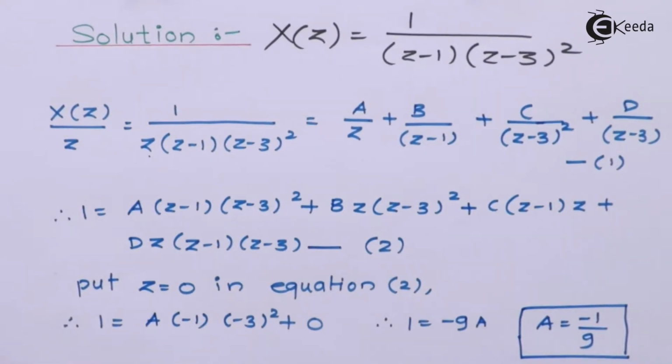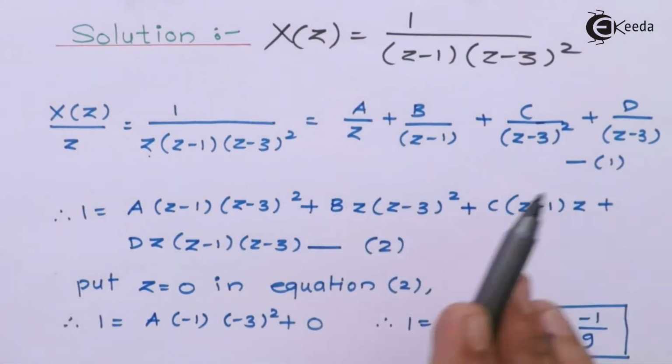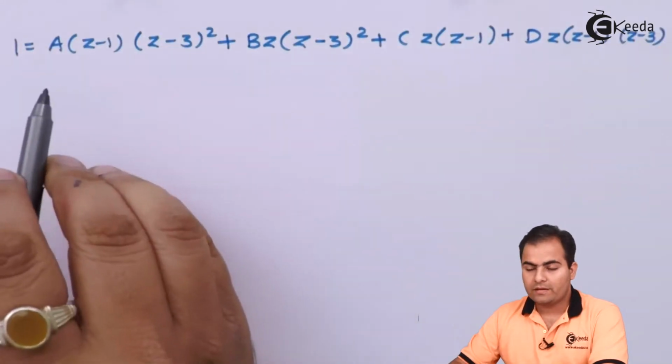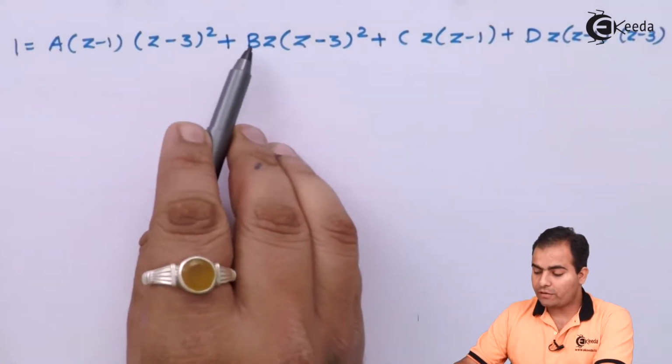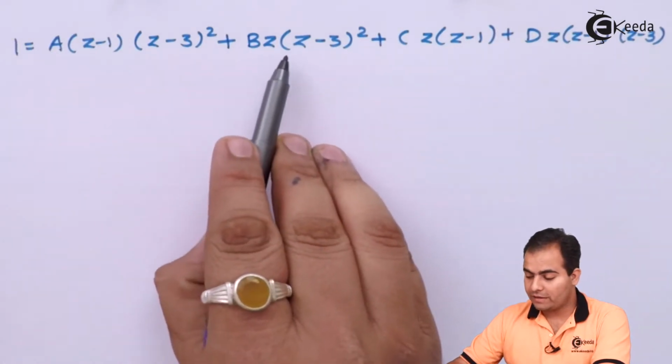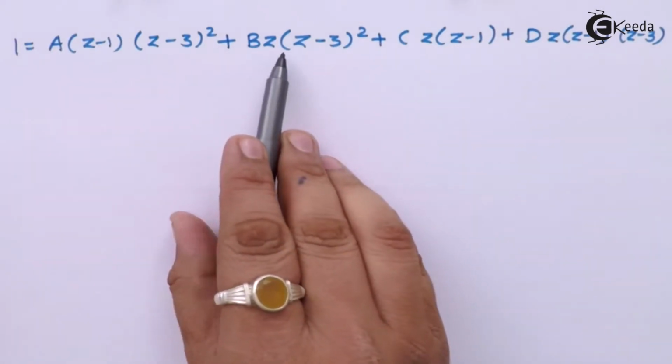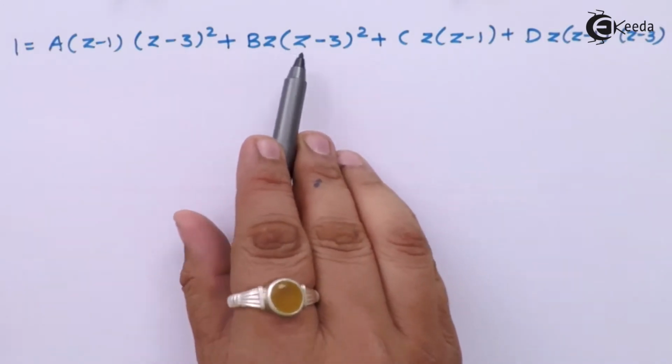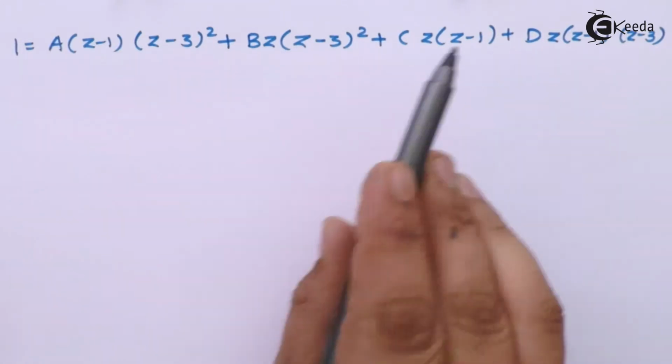Minus 1 by 9. Similarly we will calculate the values of B, C and D. Now we have to calculate the value of B. Look at it, which term is missing over here? The z minus 1 term is missing. Substitute z equals 1 in the whole equation.